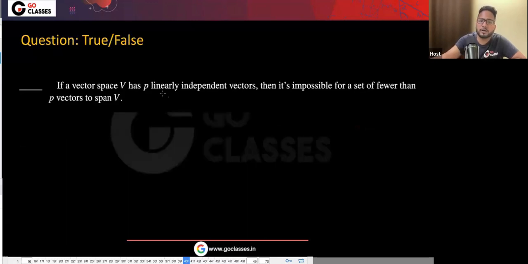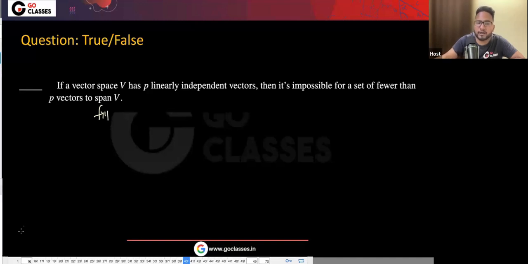Let's solve this question. If a vector space V has p linearly independent vectors, then it's impossible for a set of fewer than p vectors to fill V. So suppose this vector space has p linearly independent vectors, then it is impossible for a set of fewer vectors than p to fill that space. What do you think? Yes, obviously this is true, right?